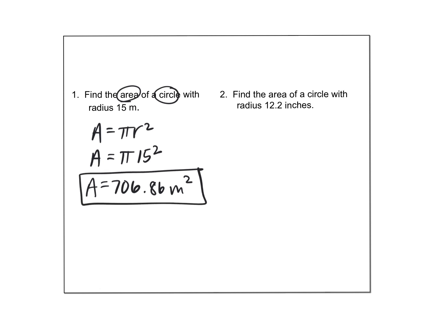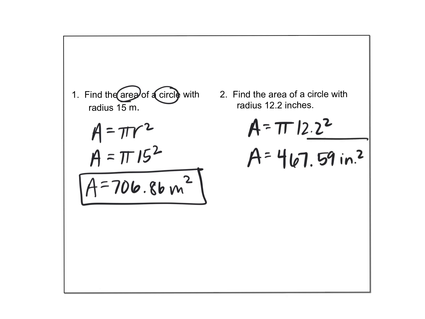Number 2, find the area of a circle with radius 12.2. Area equals pi 12.2 squared. Type it in your calculator. You should get 467.59 inches squared.